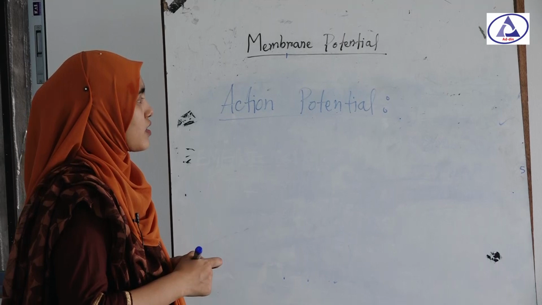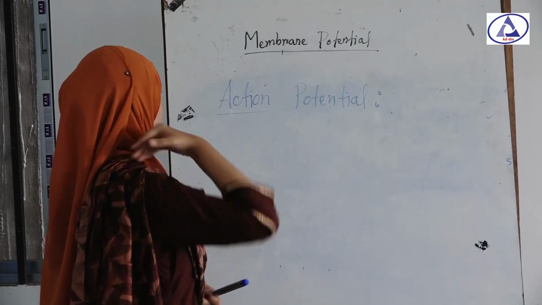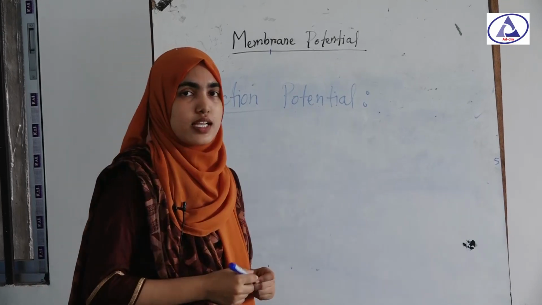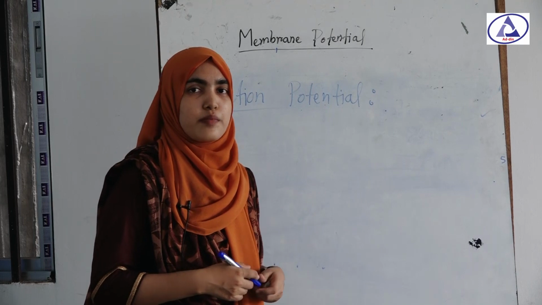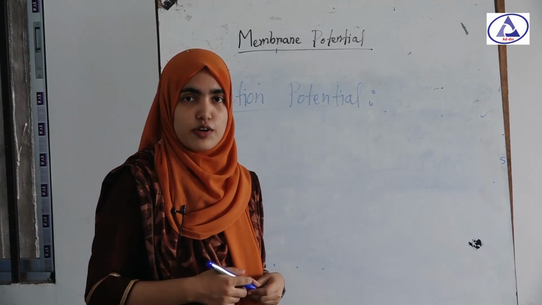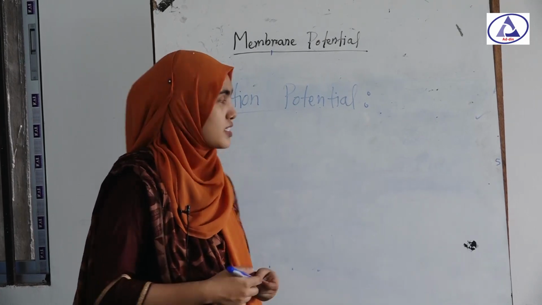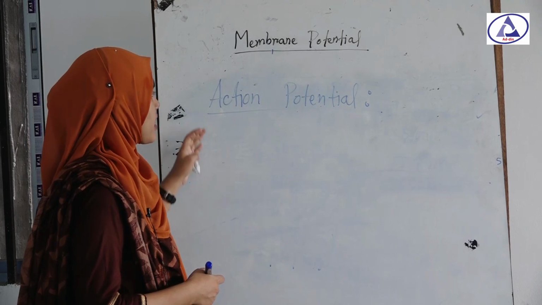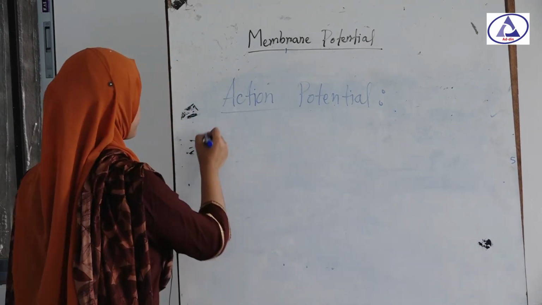And what is the importance of action potential? Importance of action potential is for conduction of nerve impulse, for conduction of muscle impulse, then for other functions like function of macrophage, movement of cilia, secretion of glandular cell. This type of thing is done by action potential. What are the stages of action potential?